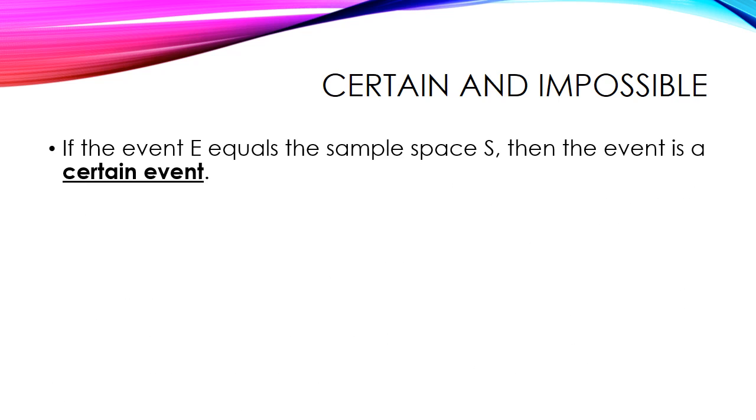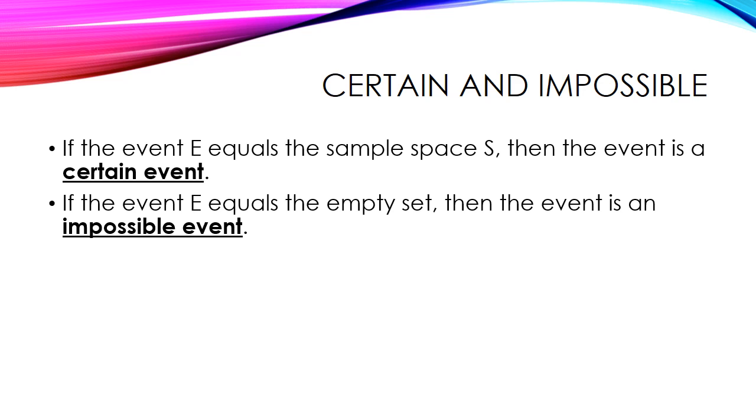Now, if an event equals the sample space, then the event is a certain event. For example, if I said, my event is that I flip a coin and I get heads or tails. Well, that's the only 2 possibilities. In fact, that represents my entire sample space. So that is a certain event. If the event is the empty set, then the event is an impossible event.